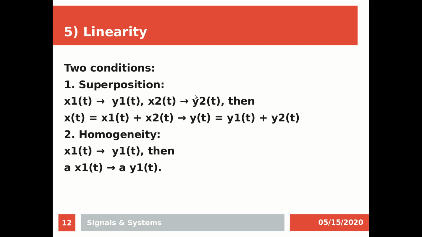Okay, now let's go to the last one, linearity. Linearity means two conditions or two parts that let me say that this system is linear.